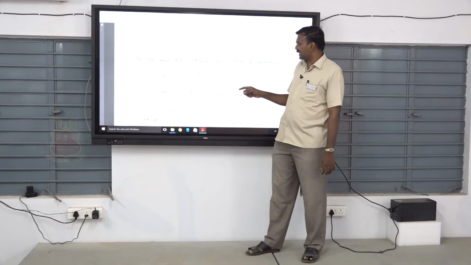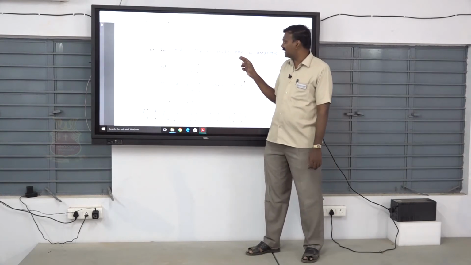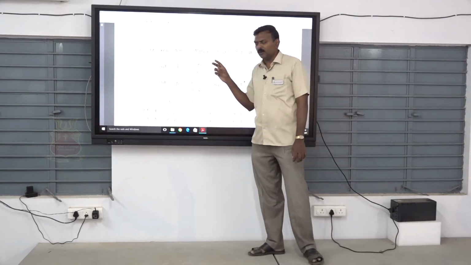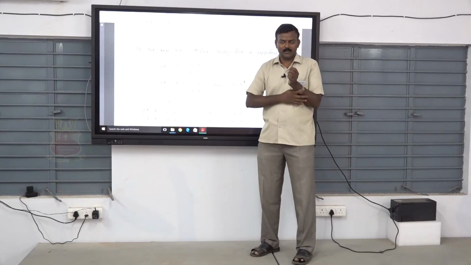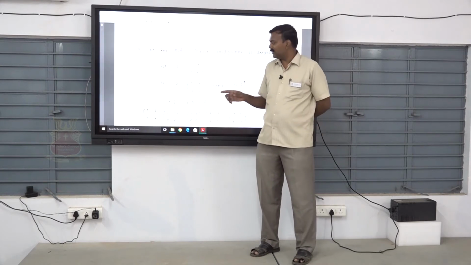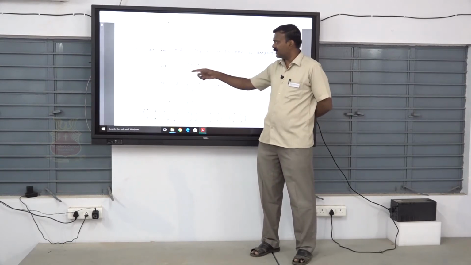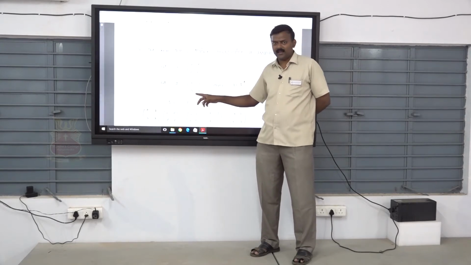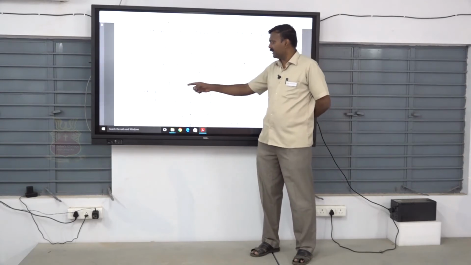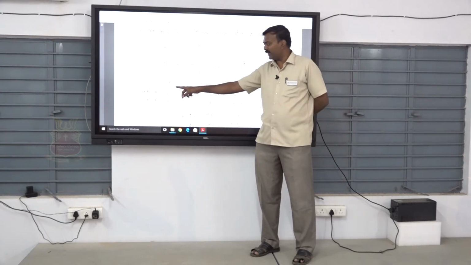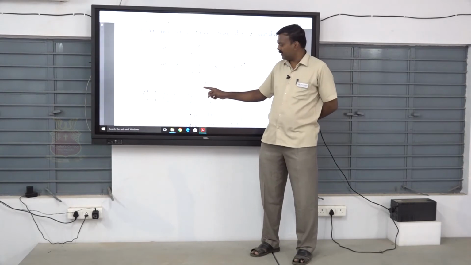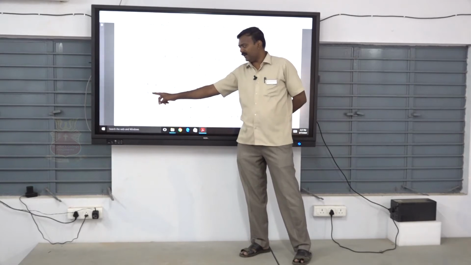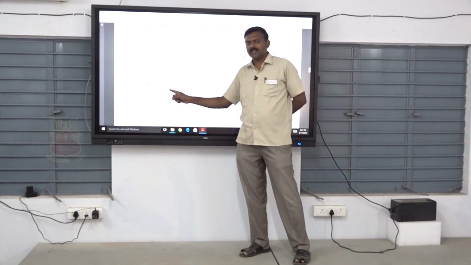Next, the second condition. We know that matrix multiplication is associative. Then we have to prove the next condition, identity. Let E be the identity element. Then we have to prove A dot E equal to E dot A equal to A. What is A? A is the matrix AA, AA, and E is the matrix EE, EE.